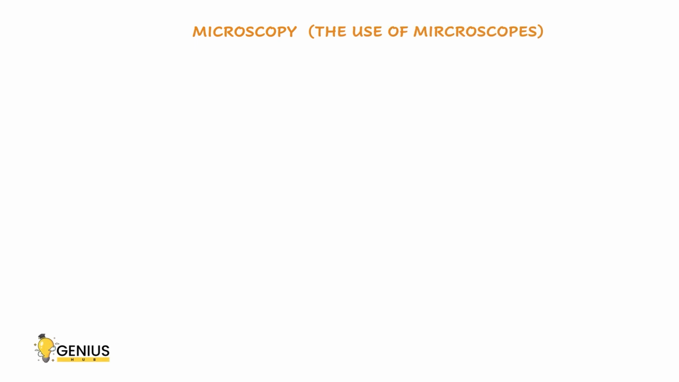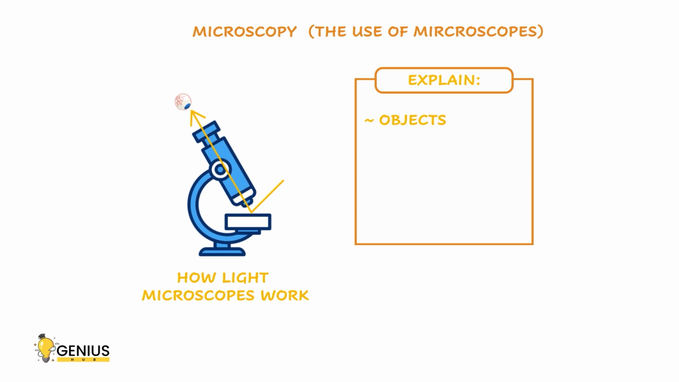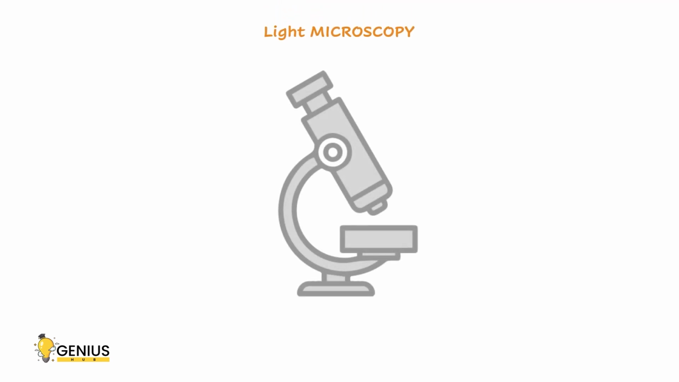In this video, we will learn about microscopy, which means using microscopes. We'll see how light microscopes work and explain the terms object, image, magnification, and resolution. First, let's look at the parts of a light microscope.